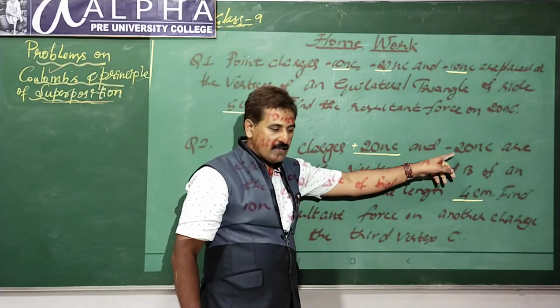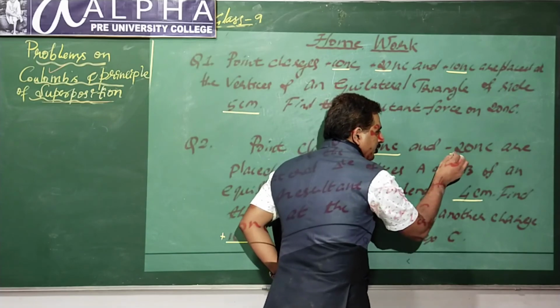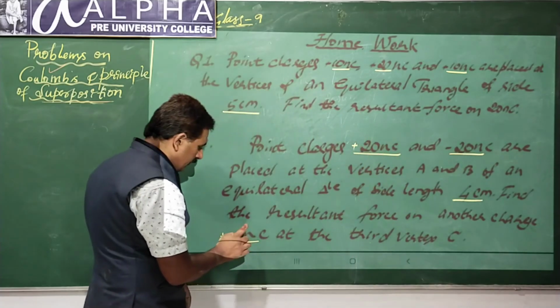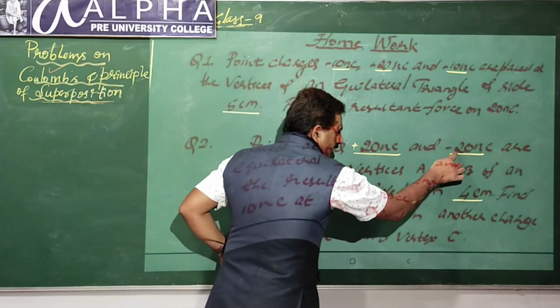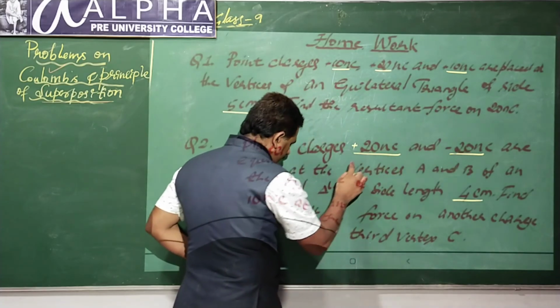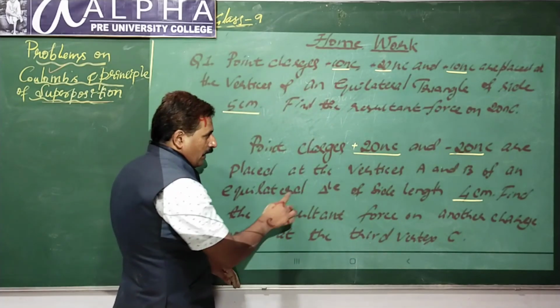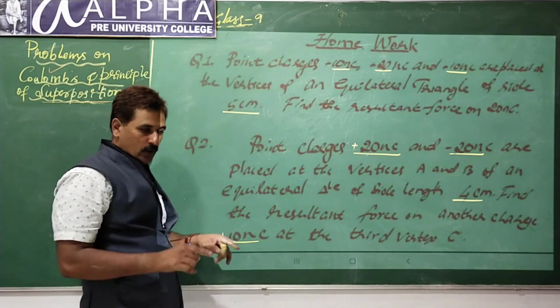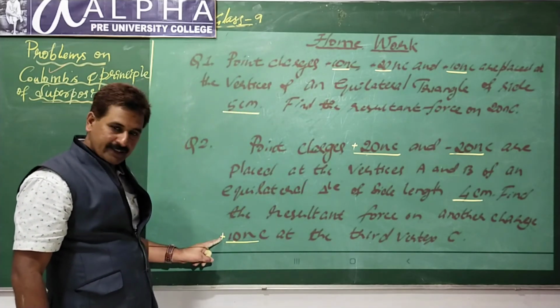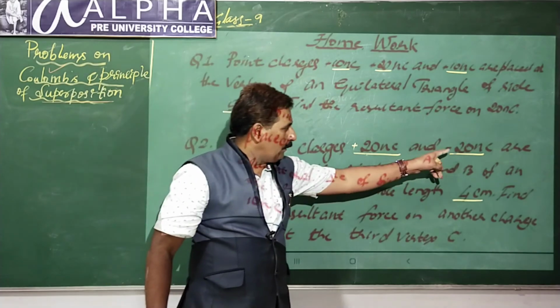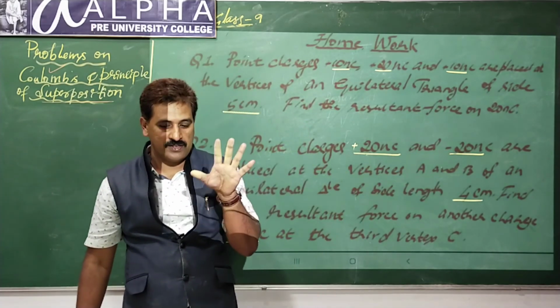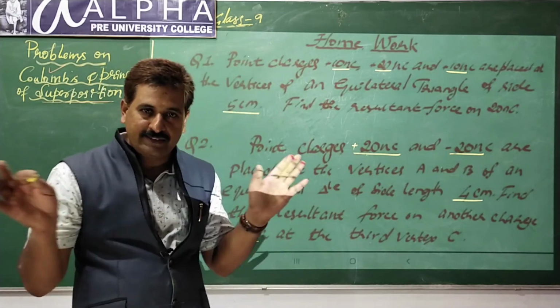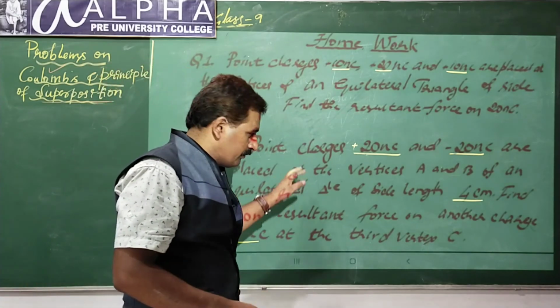You show direction towards minus 20, so the force on plus 10 is towards minus 20, whereas the force from plus 20 on plus 10 is away. Both same sign, away. Opposite sign, towards. That is the logic you have to remember. Rest remains the same. Try these problems.